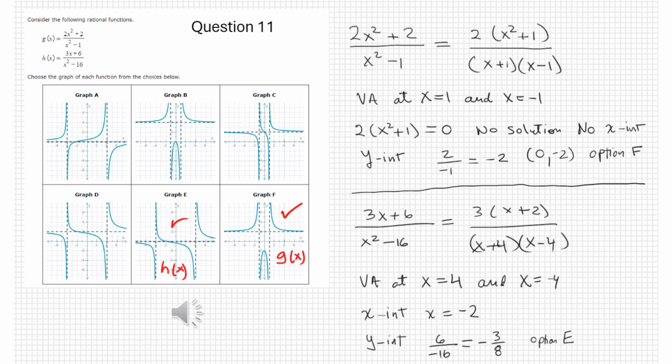H is 3x plus 6 over x squared minus 16. Again, factorization. GCF in the top is 3. The bottom is a difference of squares, and you factor it into binomials x plus 4 and x minus 4. So now you discover that we have two vertical asymptotes, but in this case, positive 4 and negative 4. According to this idea, the graph is A or D or E.